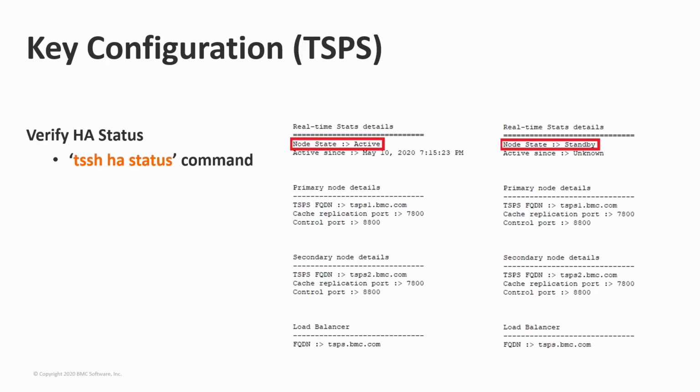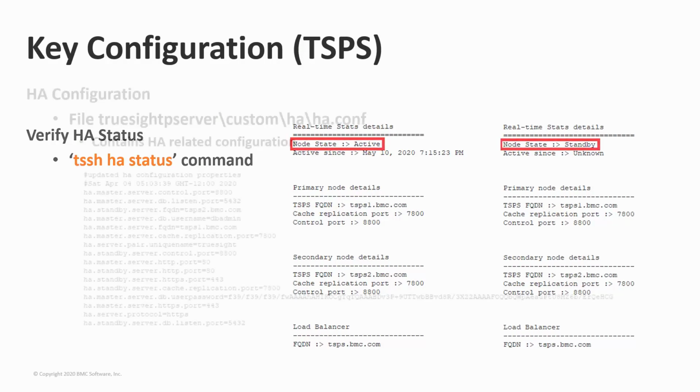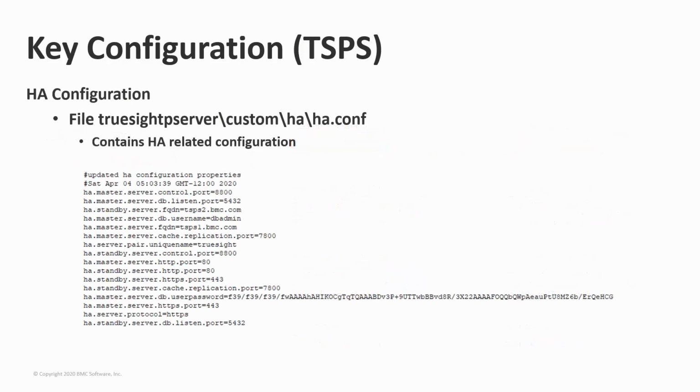To check the HA status on either node, the TSSH HA status command can be executed. The one on the left was executed on the primary, which was active, and the one on the right was run on the secondary, which was in standby. All the HA configuration is stored in the ha.conf file, located in the TrueSight pserver custom HA directory. The file contains various information, including host and port details for the components.